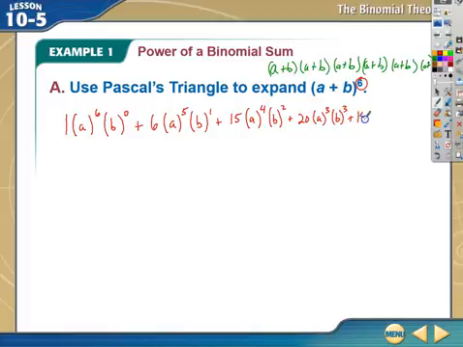Plus, now I go backward. It's 15. A squared. B to the 4th. Subtract the 1, add the 1. Notice every single time my exponents always add up to 6.